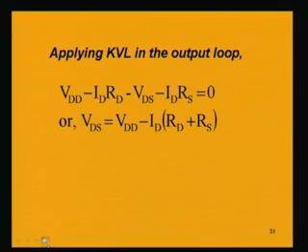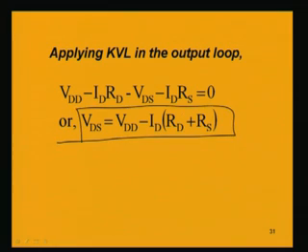So, we get an equation given by VDS equal to VDD minus ID into (RD plus Rs). This equation is the key equation governing the drain to source voltage. So, once you know the DC drain current, we can find out the DC drain to source voltage.